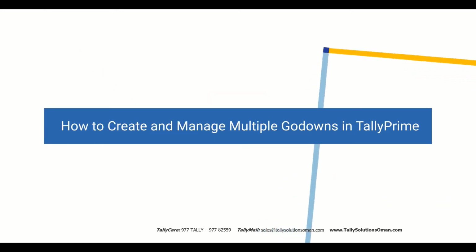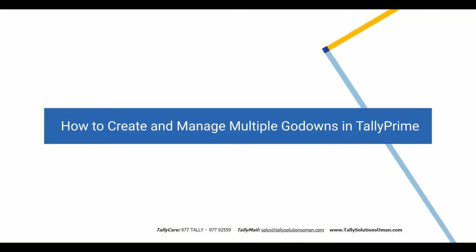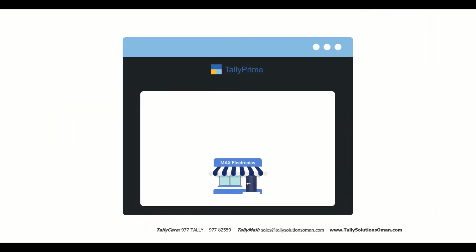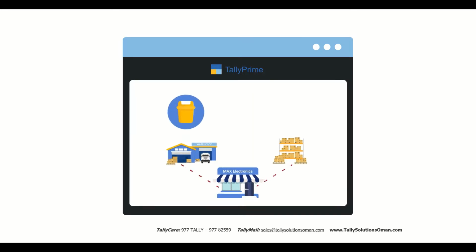In this session, you'll learn how to create and manage multiple go-downs in Tally Prime. It's quite common for businesses to have inventories at multiple physical locations such as warehouses or shops, etc. For some businesses, a physical location can also be bins, racks, cabinets, or anything in which the inventories are stored, tracked, and managed. Let's learn how to create these in Tally Prime.